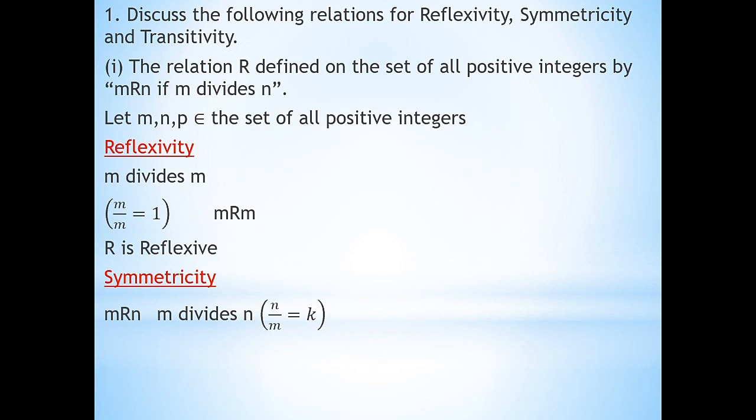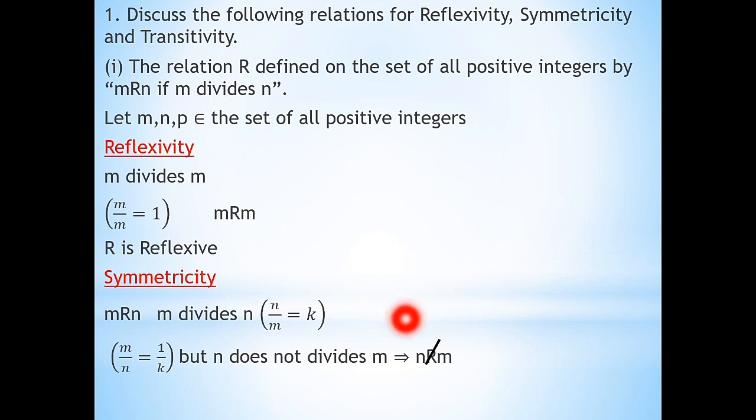Secondly, we have to check for the reverse, that is symmetricity. So what is the reverse condition? That is n divides m. Okay, n divides m. So m is divided by n, it's a reverse. What is the reverse? It is nothing but 1 by k, isn't it? If m divides n is equal to k, then n divides m is equal to what? 1 by k. 1 by k is a fraction. It is not an integer. So this condition fails. So n is not related to m. Okay.